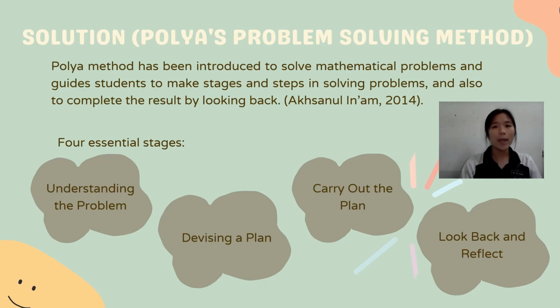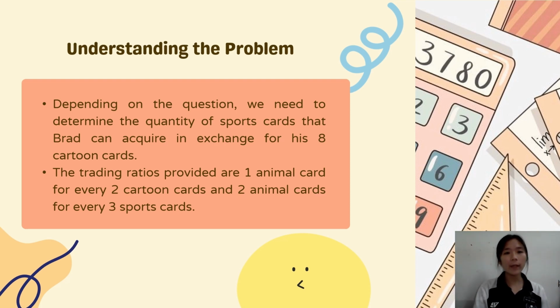To solve the question, we decided to use the Polya method. The Polya method has been introduced to solve mathematical problems and guide students through stages and steps in solving problems, and also to check the result by looking back. There are 4 stages: understanding the problem, devising a plan, carrying out the plan, and looking back and reflecting. For the first stage, understanding the problem, we need to determine the quantity of sports cards that Brett can acquire in exchange for his 8 cartoon cards. The trading ratios provided are 1 animal card for every 2 cartoon cards and 2 animal cards for every 3 sports cards.